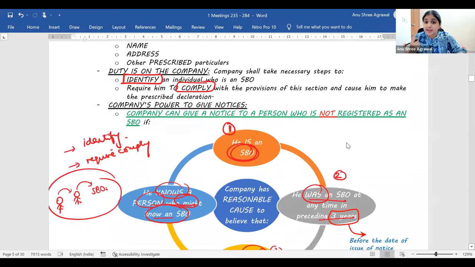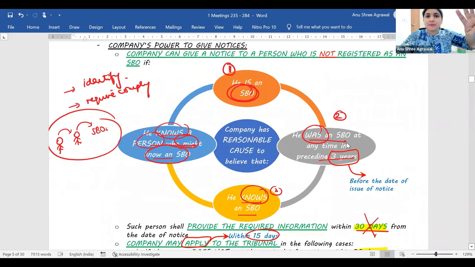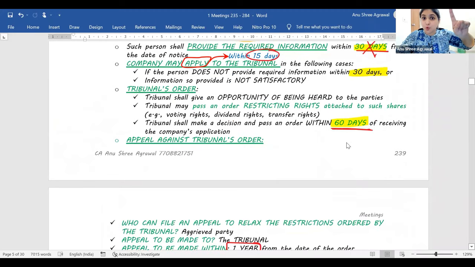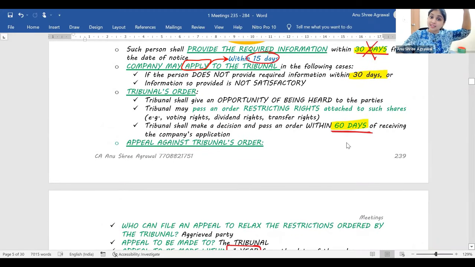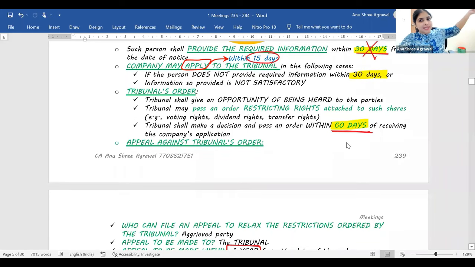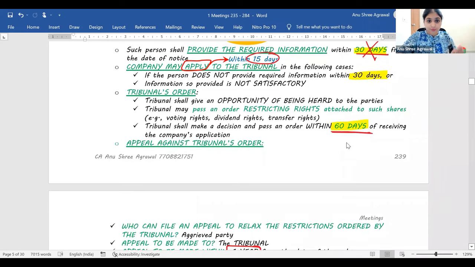To identify SBO, company needs information. To get information, company has to give notice and ask for information. To whom can the company give notice and ask for information? Four people. Tell me the four people, guys. Number one, SBO. Number two, a person who was an SBO when? In the last 3 years. Number three, a person who is himself not SBO, but he knows an SBO. And number four, to a person who knows a person who knows an SBO.